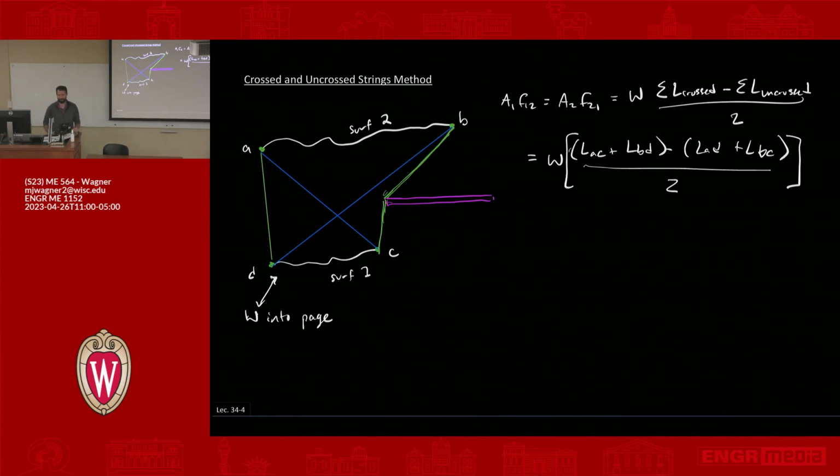Okay, does this still work if, say, B and C are touching? If they're touching, B and C are coincident. Oh, that's a good question. So what would happen? You'd have LBC would go to 0 there. BD would just be the length of this. I actually don't know the answer to that.